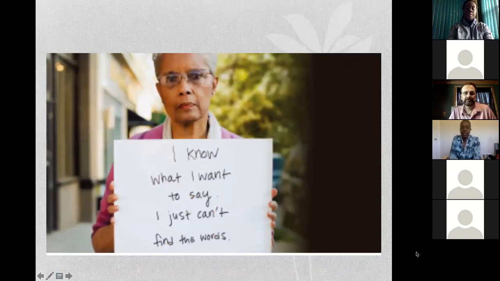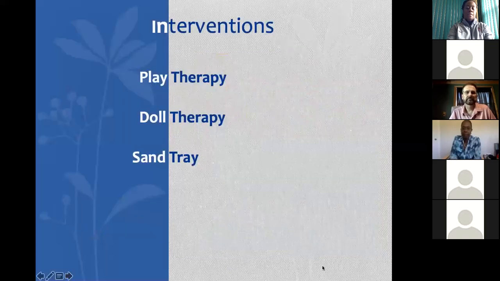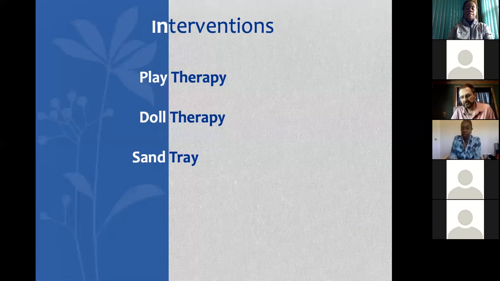So now we're going to get into some of the interventions, and I guess we wanted you to know that this slide means that even though dementia clients sometimes may not be able to verbalize, they still have plenty to say. So some of the interventions that we're going to discuss are play therapy in general, DAR therapy, and Sandtray.